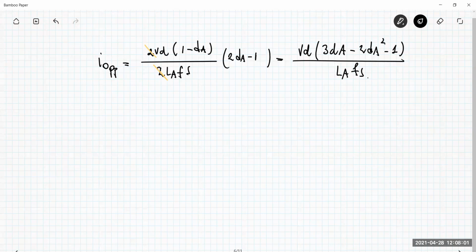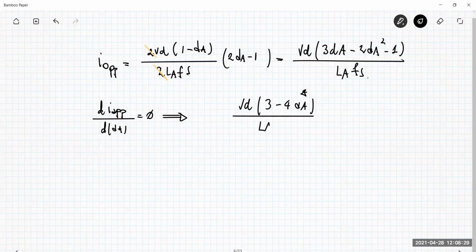Now I want to compute the maximum ripple. So the maximum ripple is simply the derivative versus the duty cycle of this quantity, and then I set it to 0 in order to get the duty cycle for which you get the maximum ripple. And this is Vd (3 minus 4 dA) over LA Fs. So we know that from this equation, the duty cycle for which you have the maximum ripple is 3 over 4.